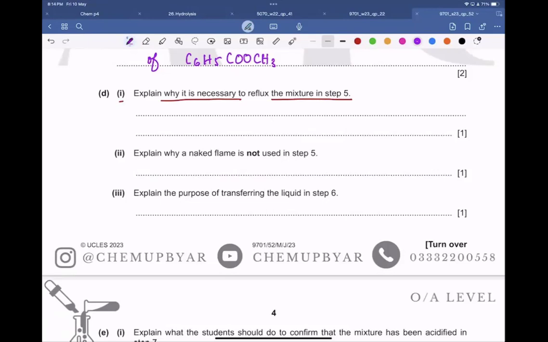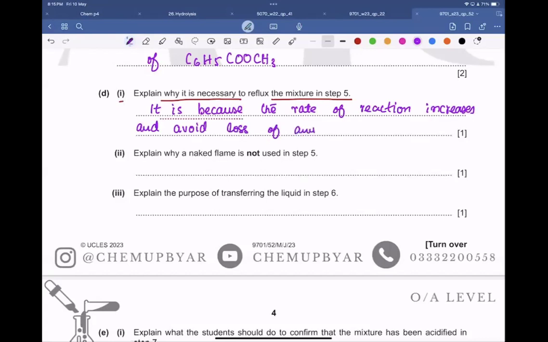So it is because the rate of reaction increases and avoids loss of any substance. You can write which has a low boiling point or which is volatile.